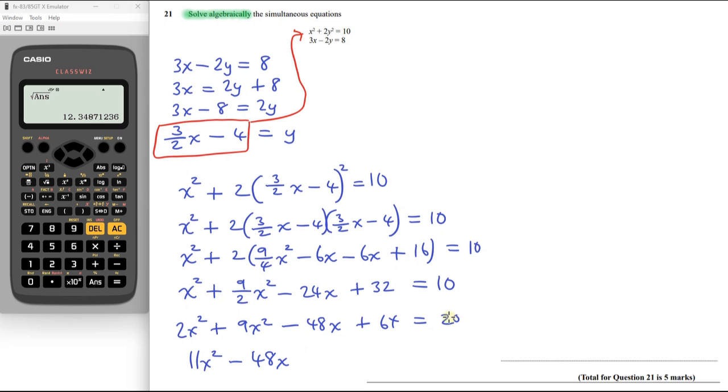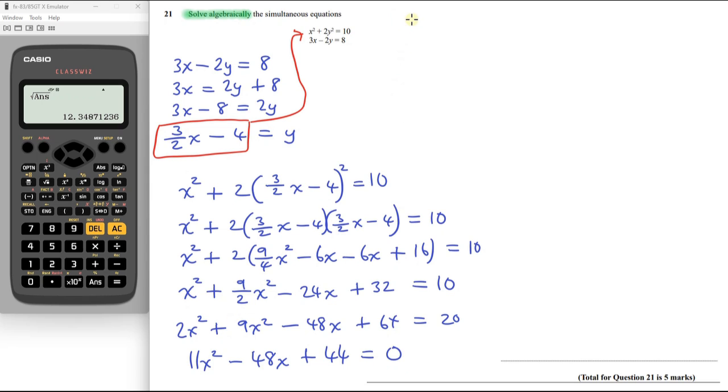And then we want to get 0 on its own to solve a quadratic. So I'm going to subtract 20 from both sides. So we'll be left with plus 44, and that equals 0. I think we can't simplify this anymore. So now we've got a quadratic equation to solve, and to solve this, I'm going to use the quadratic formula.